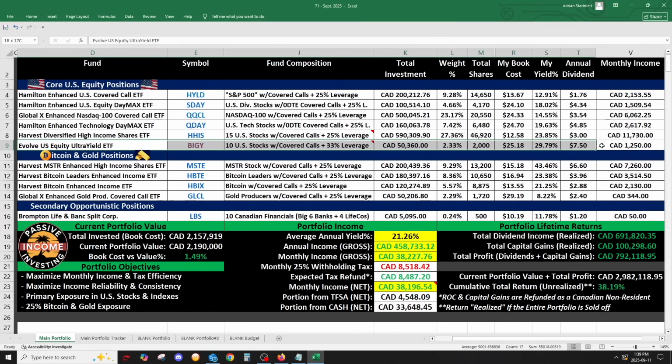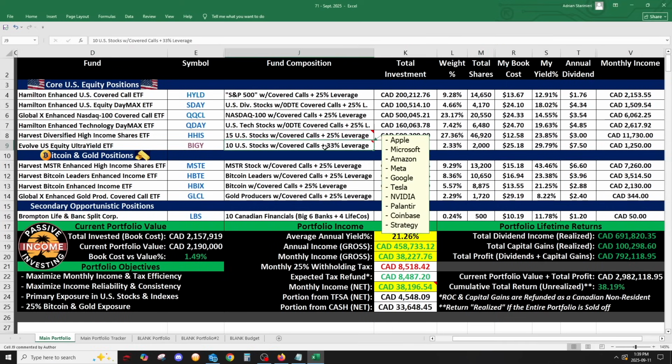And biggie, new position, 10 stocks. Very easy, guys. It's the Magnificent Seven plus Palantir, Coinbase, and Strategy. So obviously, the management fee is essentially the same as HHIS. I think they came out with it to compete with HHIS. It's even a little bit more concentrated. It has 33% leverage, which I think is cool. We'll see what happens. And the yield started at 30%.